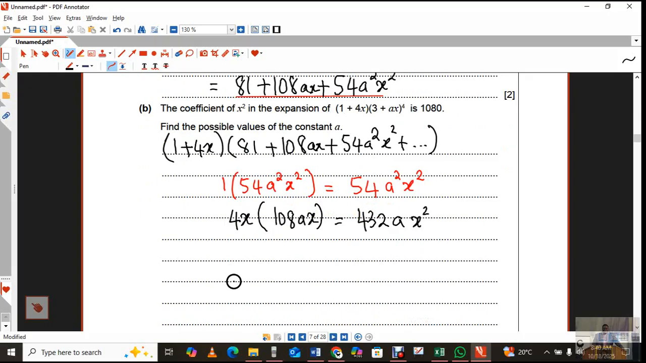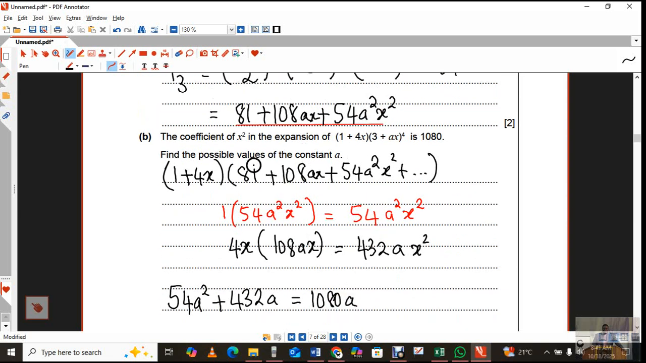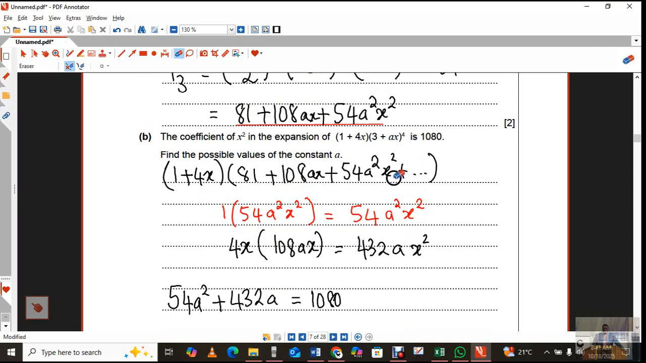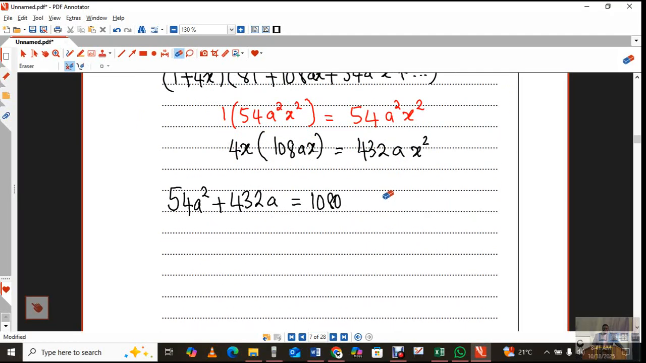Right, so what does the question say? The coefficient of x squared. So I'm just going to write those coefficients. It is 54a squared plus 432a. Okay, this should equal 1080. It says find the possible values of a. Is it 1080? Yes, it equals 1080.